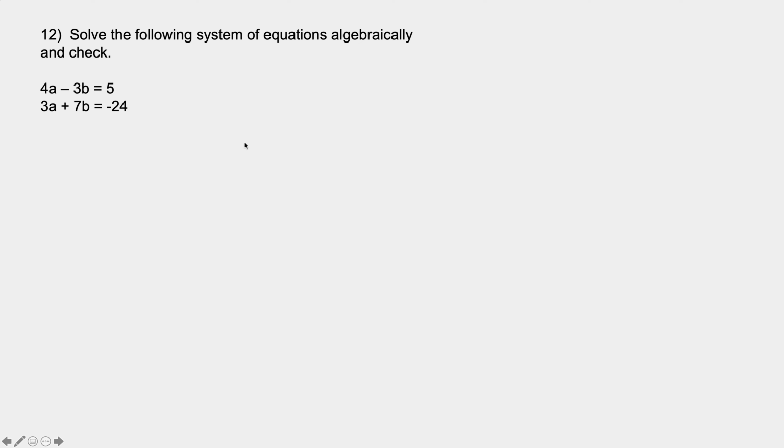Okay, let's solve this system of equations algebraically and check. Make up your mind if you think this is an elimination or a substitution situation. Go ahead.